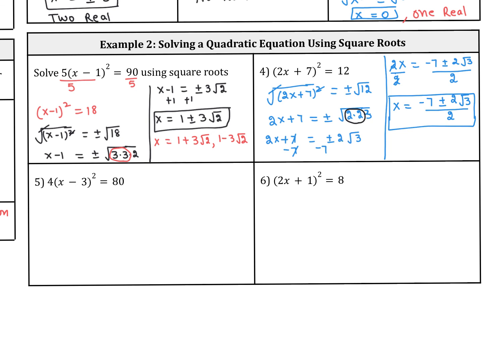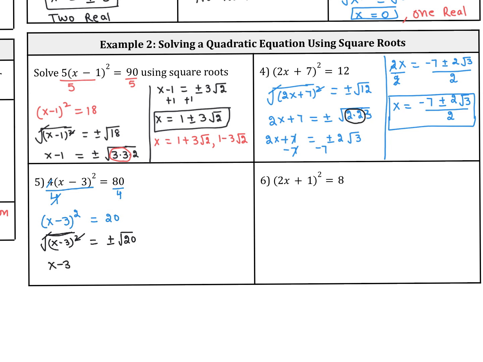Next we're going to do number 5. You're going to divide by 4. And what you got here is 4 and 4 cancel. X minus 3 squared equals 20. You're going to take square root on both sides. So x minus 3 equals plus or minus square root 20. You cancel the square and square root.